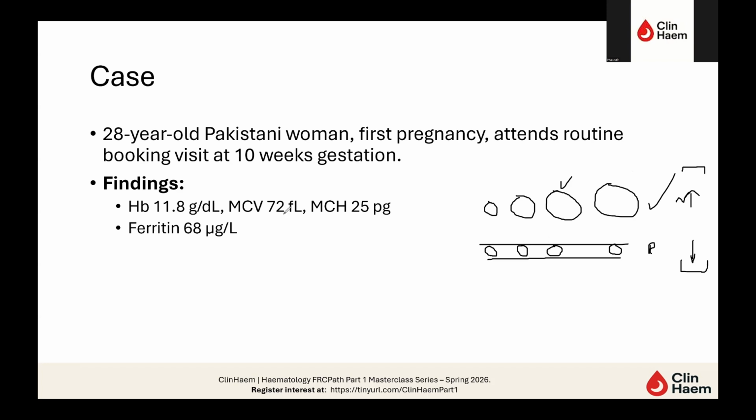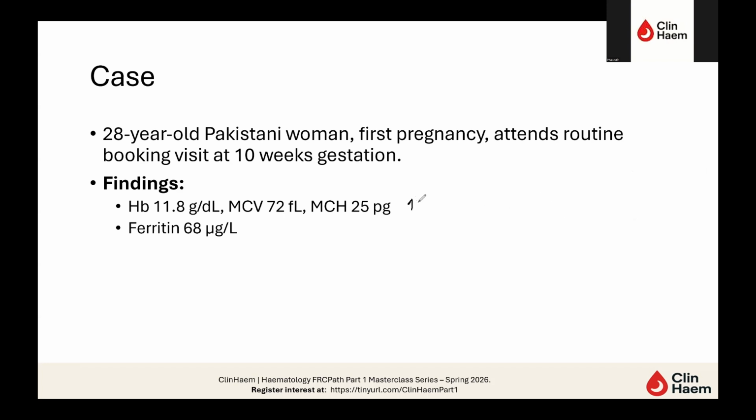So going back, this patient has increased red cell count, and they also have increased RDW. Ferritin is normal. So what does it look like? It looks like a thalassemia trait. Now this could be alpha or beta. We're not sure yet. So we'll do an HPLC, of course.